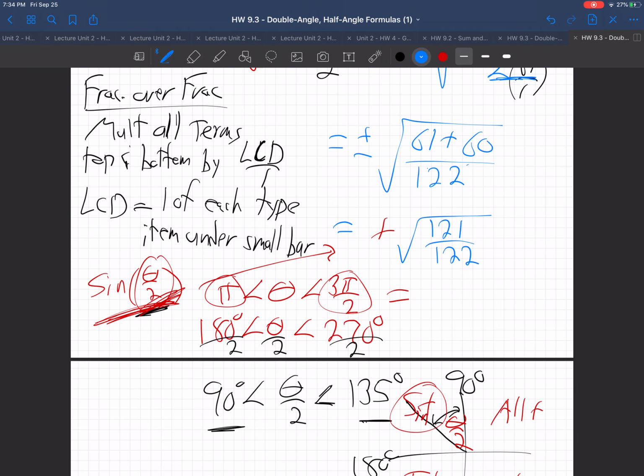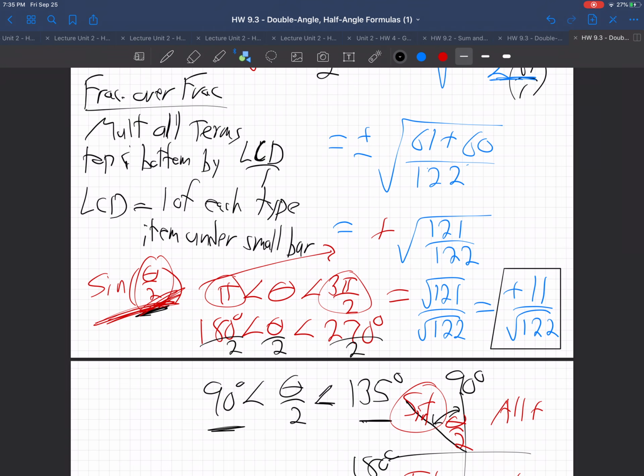Now, one last thing. I know this problem never seems to end. I'm going to put the square root on the top and on the bottom. Why? Because I believe you can square root that number on the top. That's just positive 11. And the square root of 122, I'm just going to leave that down there. And there we go. There is our answer.